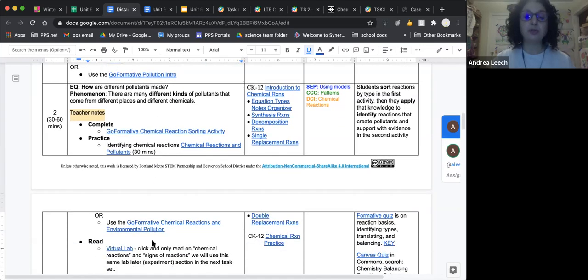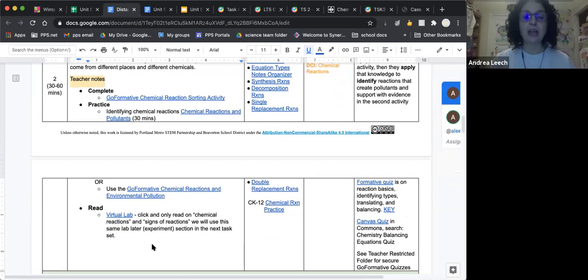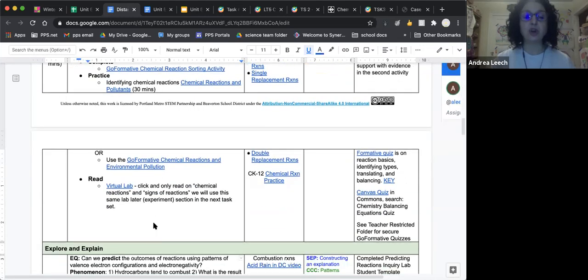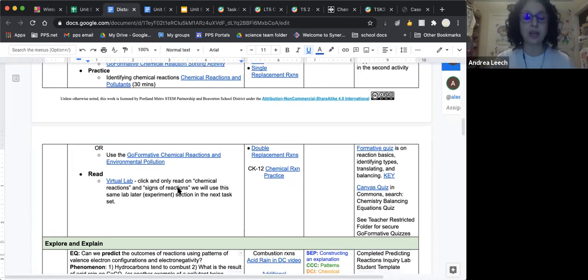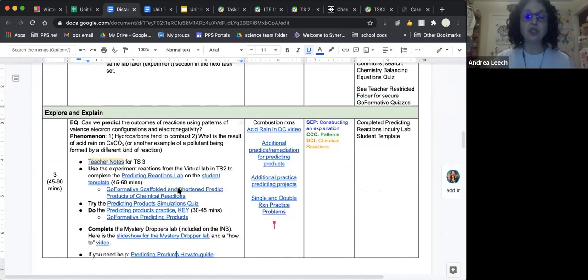Then you'll learn how those reactions are made. We start off by reading through what chemical reactions are and the signs of reactions. There's also a video to help solidify what those kinds of reactions are. Then you move into predicting what the products of reactions are.